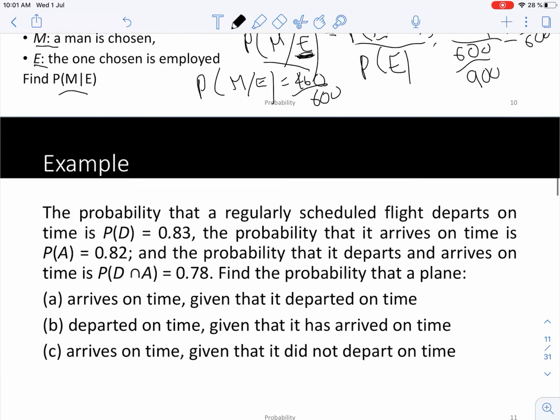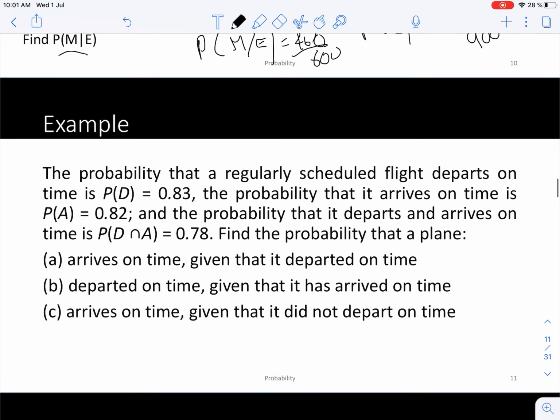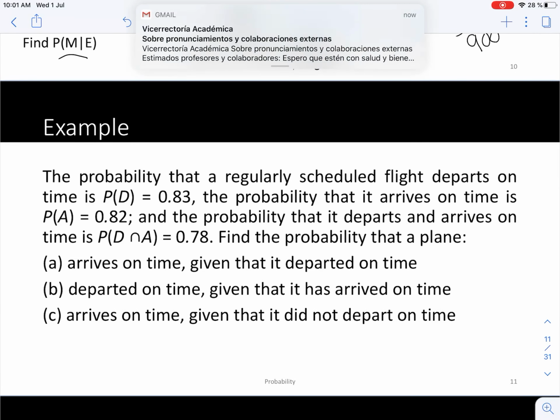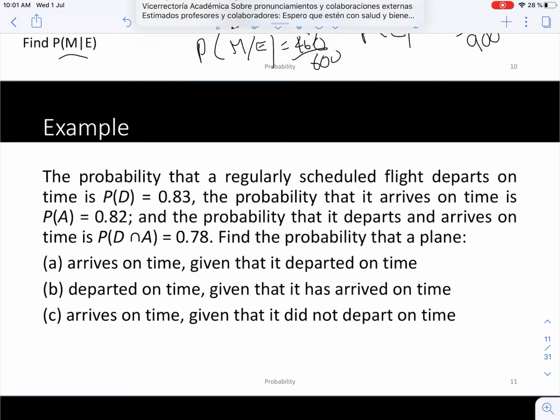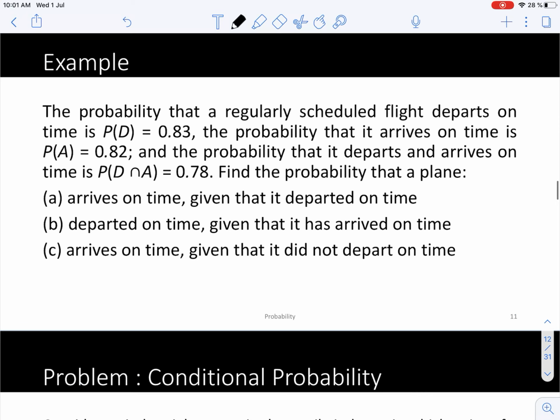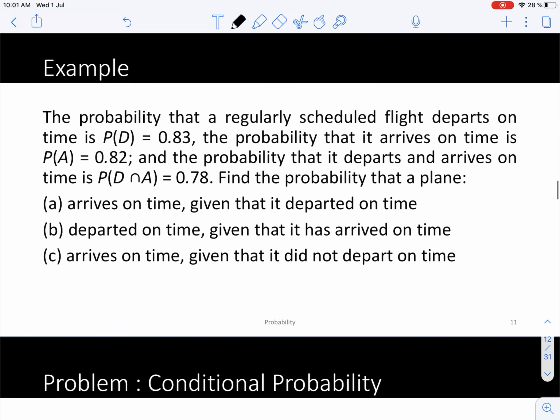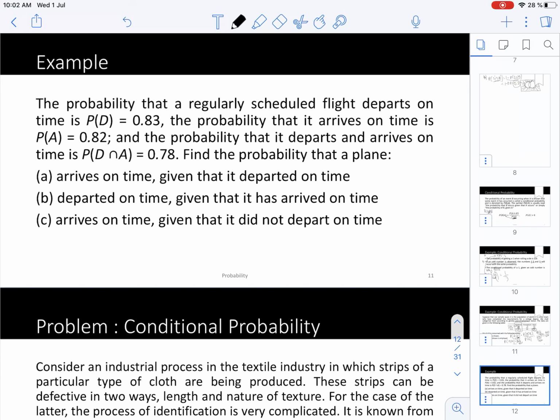Let's now practice. This is going to be the last problem in this video. The probability that a regularly scheduled flight departs on time is 0.83. The probability that it arrives on time is 0.82, and the probability that it departs and arrives on time, the intersection, is 0.78. And then we are being asked about some probabilities.